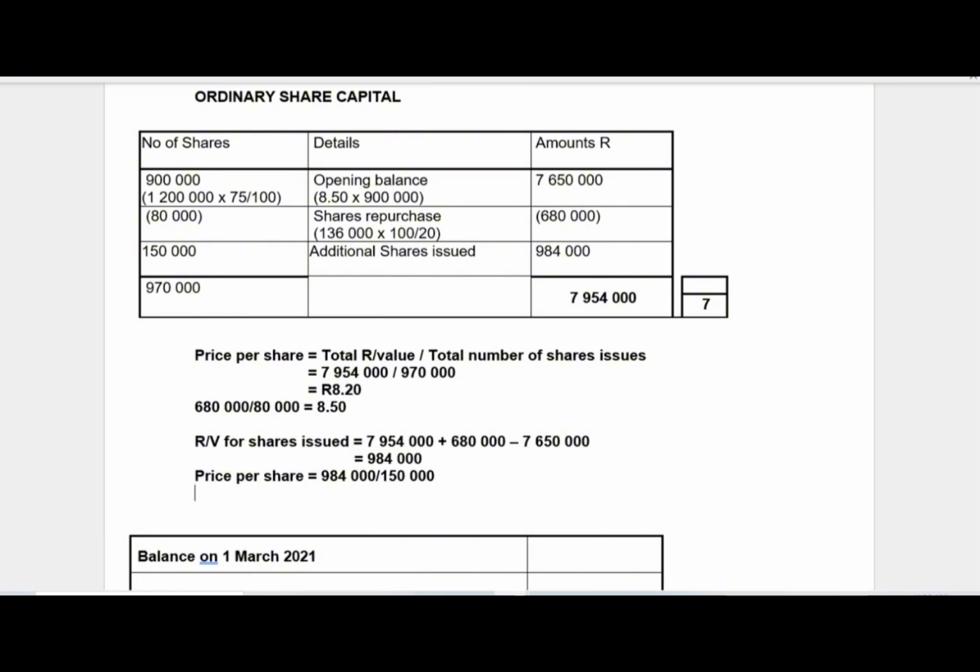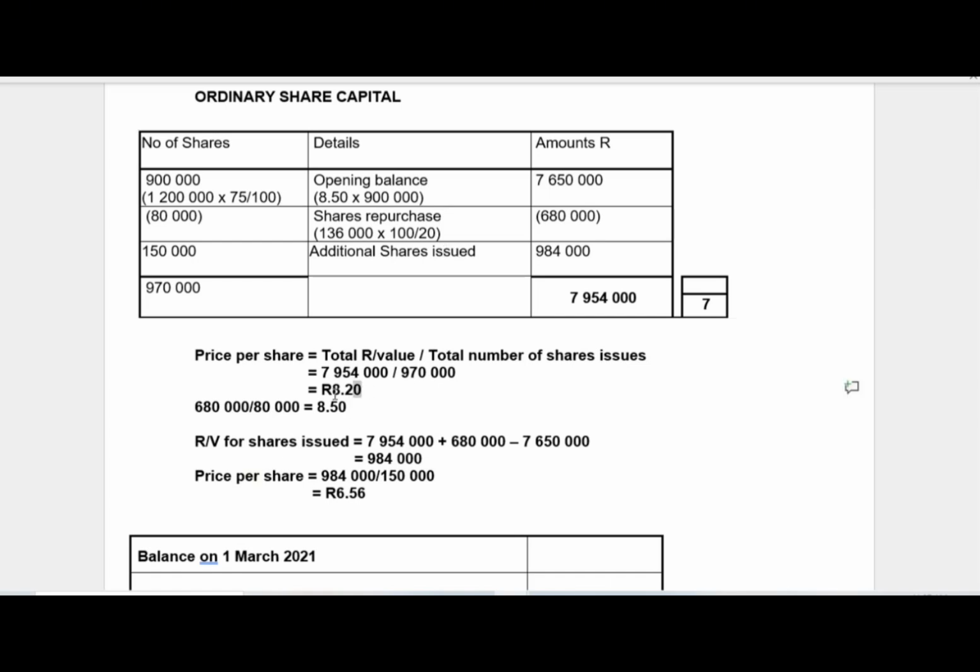It seems like the additional issue of 150,000 shares was not issued at 850. So let's do so. Divide by 150,000. So you see now the price per share for additional issue is 6.56. You see, that is why we are getting this one. And I said let's use 8.50. Why? Because the opening shares that we had at the beginning were not issued at the same price as the additional issue. So that is why we have less.